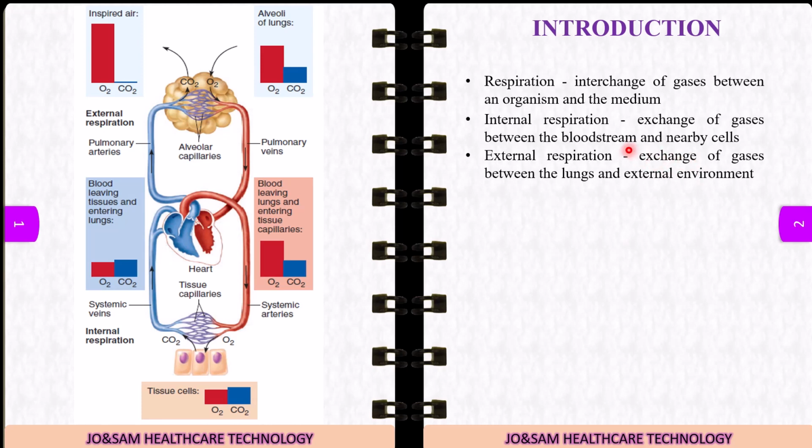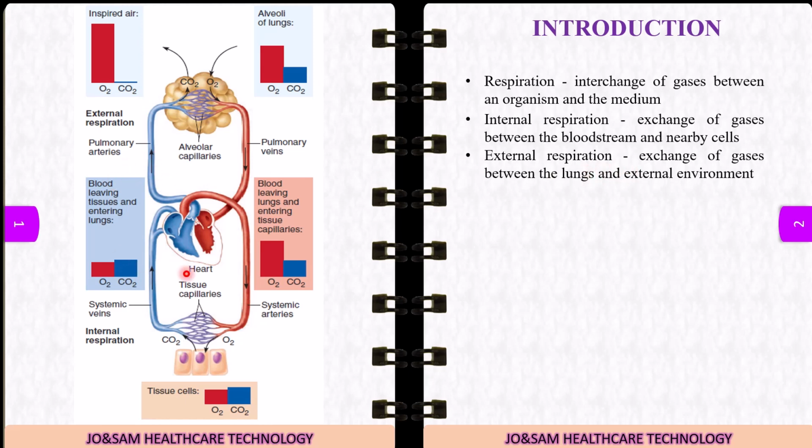At first, the interchange of gas between an organism and the medium is called respiration. There are two types of respiration: one is internal respiration and the other is external respiration. Internal respiration is the exchange of gases between the bloodstream and nearby cells. That is the respiration that takes place in our tissues. External respiration is the exchange of gases between the lungs and the external environment. That is the gas exchange that occurs in the lungs.